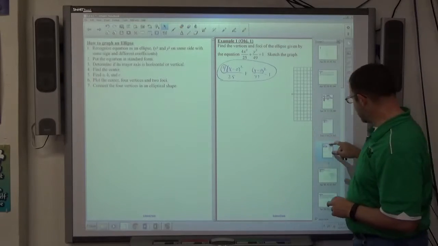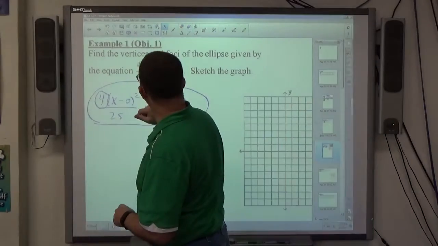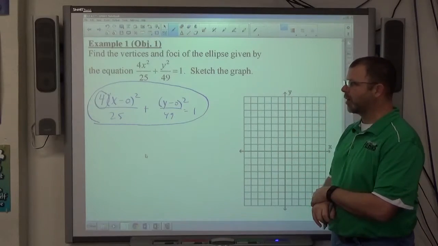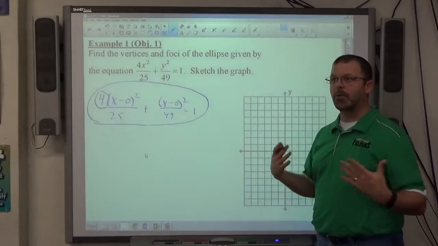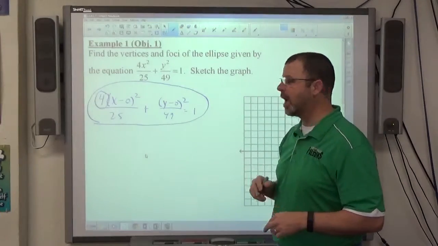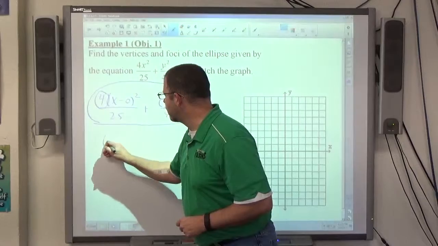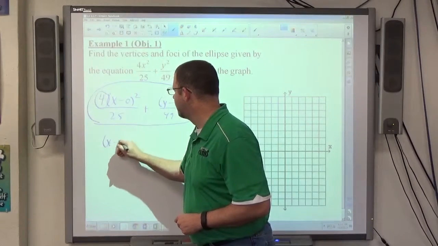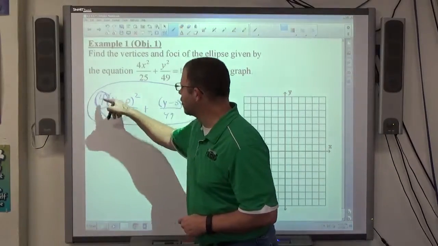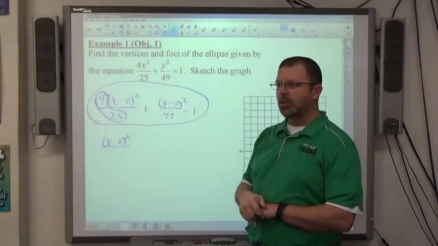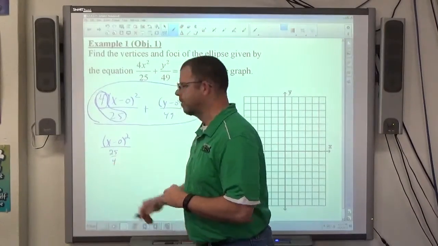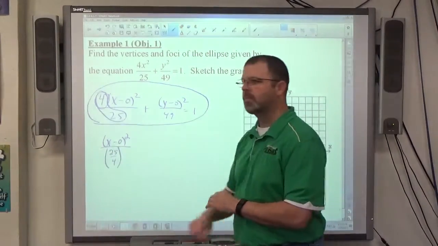So I'm going to go back to one page at a time. What we have to deal with is that 4 on top. We don't want that 4 on top, and it's going to happen quite often. There's going to be a number in front of x squared or y squared, and that's going to happen a lot. The way you deal with that scenario is this. This fraction is being multiplied by x minus 0 squared, so we can divide by its reciprocal, and that means the same thing.